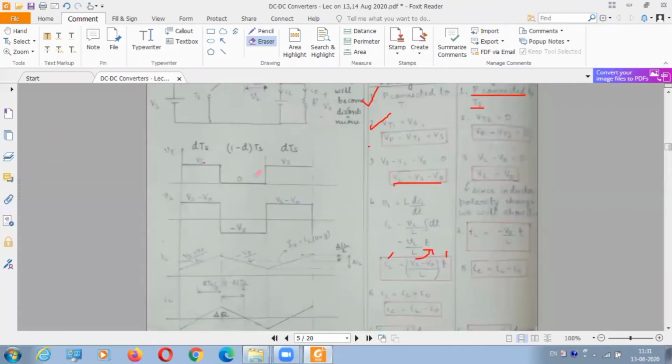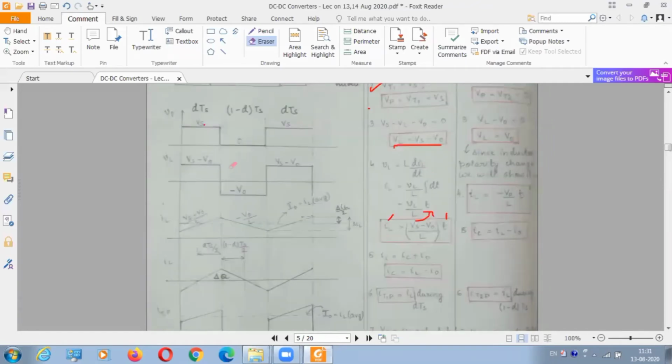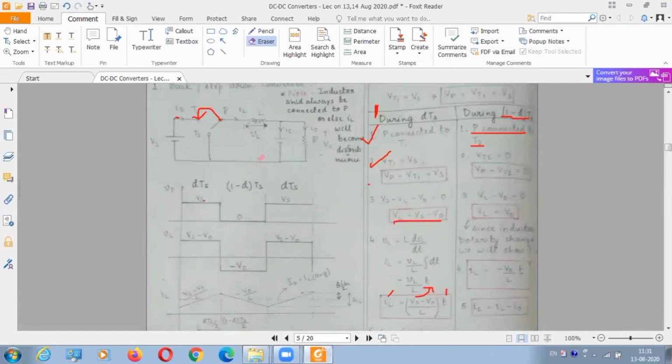IC, I'll come to it later. Next is 1 minus DTS. In the 1 minus DTS period, P is connected to T2.